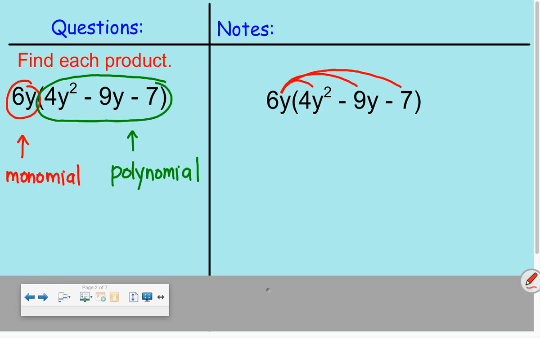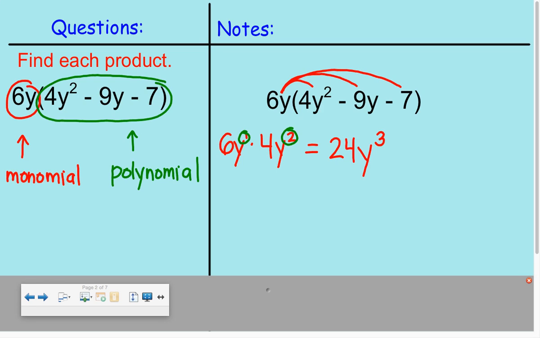So we've done the distributive property before, but you've never done it with exponents. So you're going to take 6y and multiply it by 4y squared. So 6 times 4 is 24. And then you actually have to add your exponents. So 6y is the same as 6y to the first. So 1 and 2 make 3. So you're going to have 24y to the third.